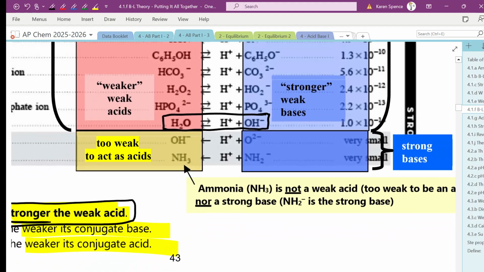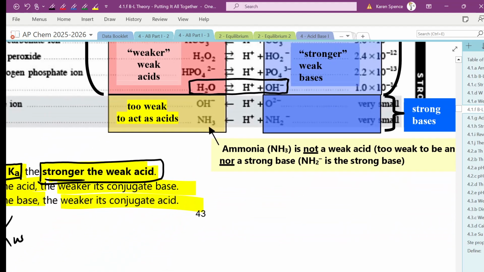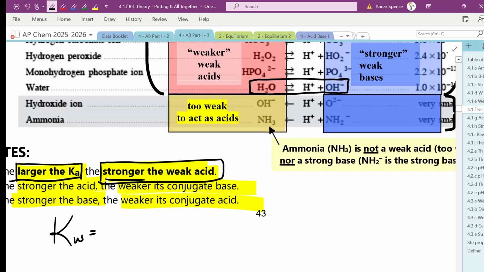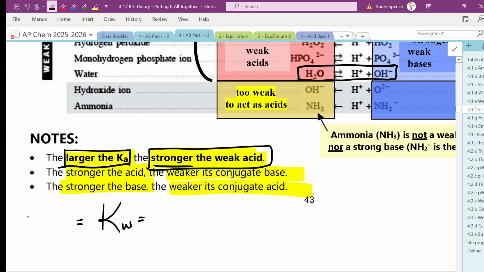So what would the Ka expression for that be? Yeah, the value for that is 1.0 times 10 to the negative 14. What would the expression be? Yes. I'm going to put H first because everyone always puts H first, but you could just as easily put H second, okay? So we have H plus and we have OH minus.